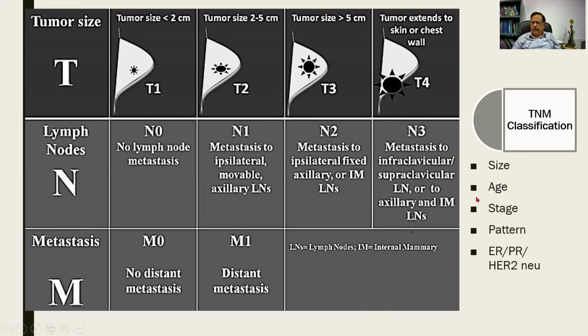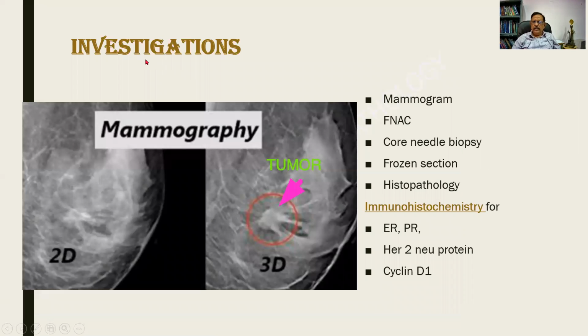The prognosis of a tumor depends on the age, size, stage of the tumor, the pattern, and the markers, which I'll come to later. This TNM classification is for your understanding. What are all the investigations that can be done in breast cancer? One of the foremost nowadays is a mammogram. FNAC, fine needle aspiration cytology. Look at this mammogram, it is displaying a tumor which is otherwise missed.